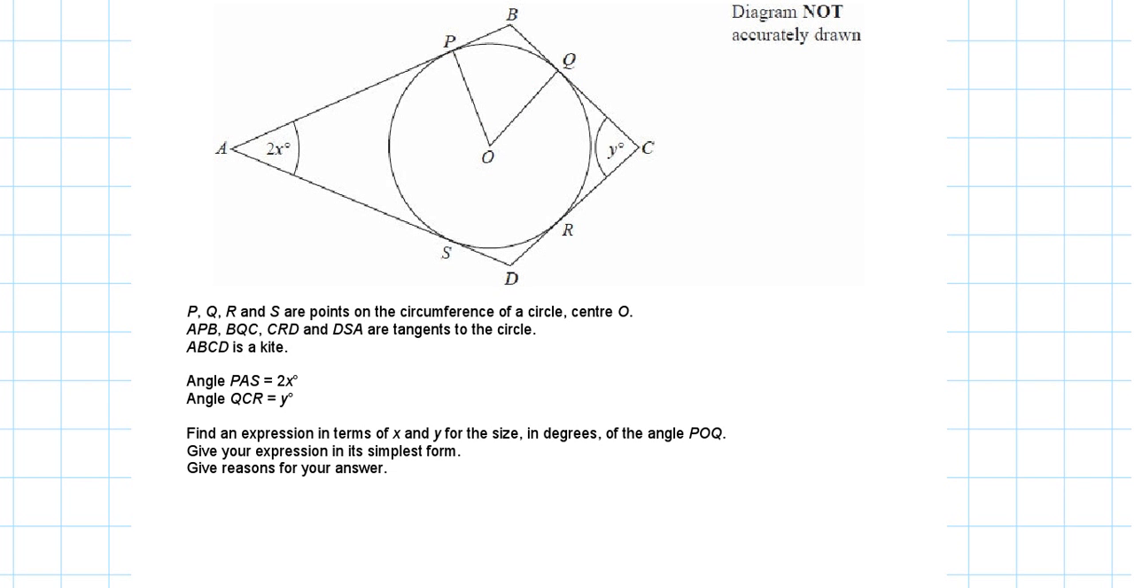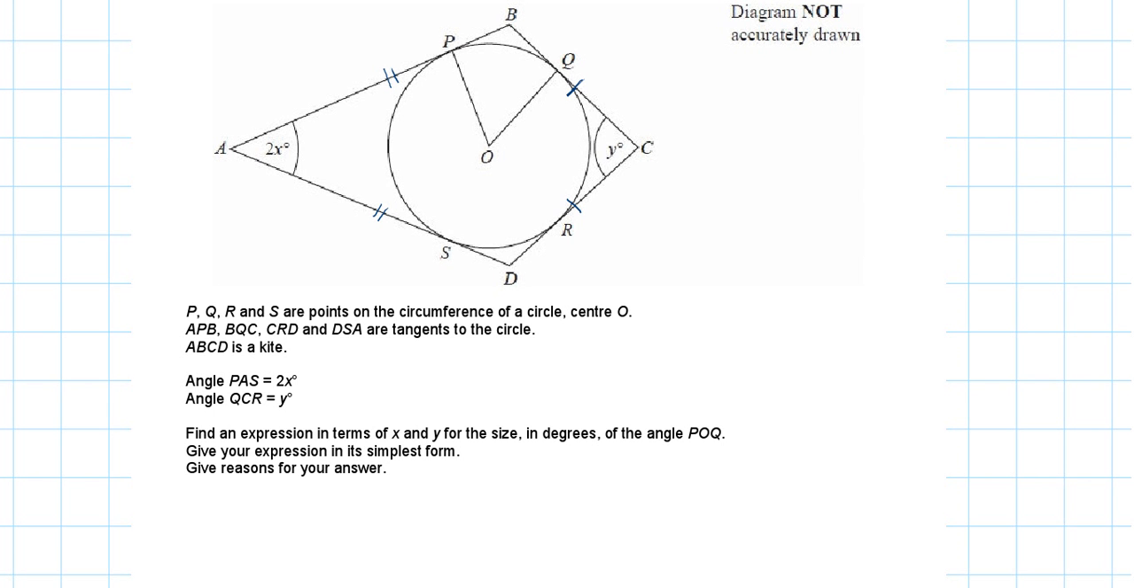Okay, so if it's a kite, one of the properties of a kite is 2 pairs of adjacent sides are equal. So this side is equal to this side. Similarly, this side, so BC, also equal to CD. Angle PAS is 2x degrees, okay. Angle QCR is y degrees, no problem. This is 90 degrees over here, so that means that's 90, and that's 90, that's 90 as well.